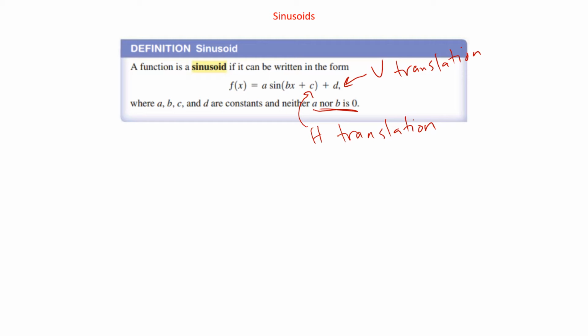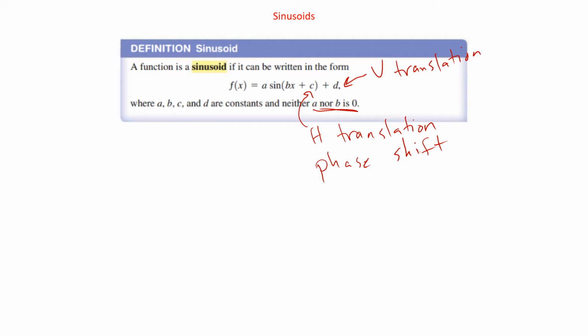I don't know. Possibly because if we shifted it far enough, we would actually end up with the exact same function because of the repetitiveness of the function. So it's a horizontal translation or a phase shift. And we'll see this a little bit more in just a minute.